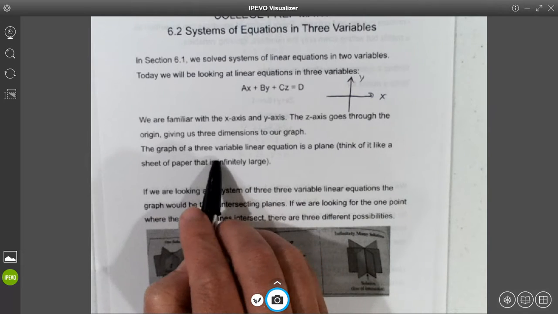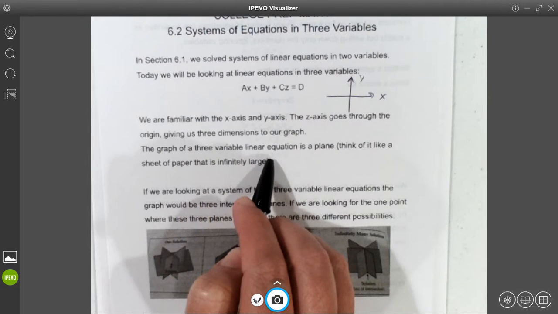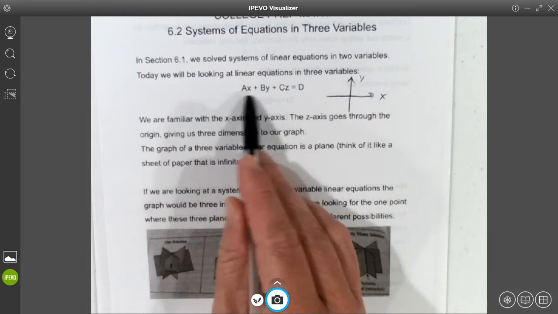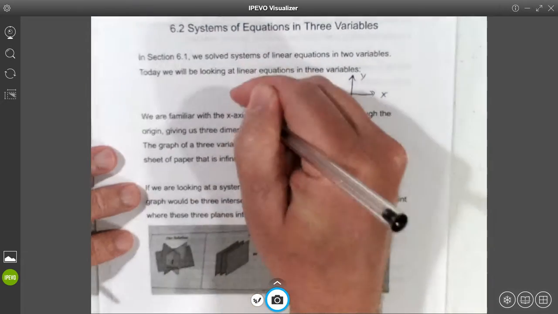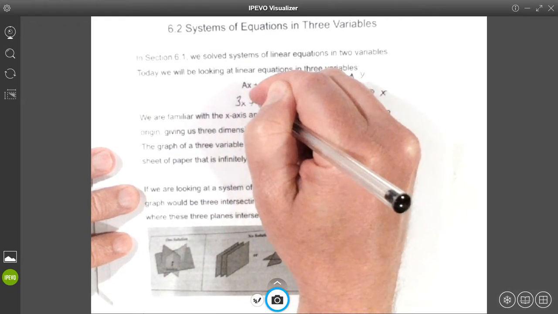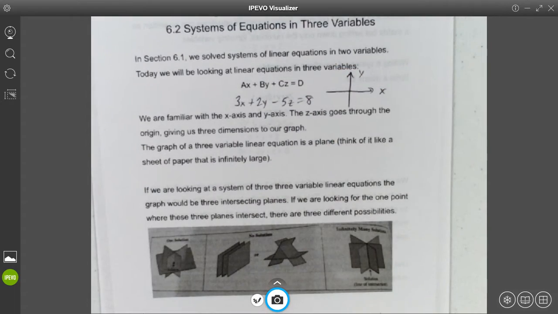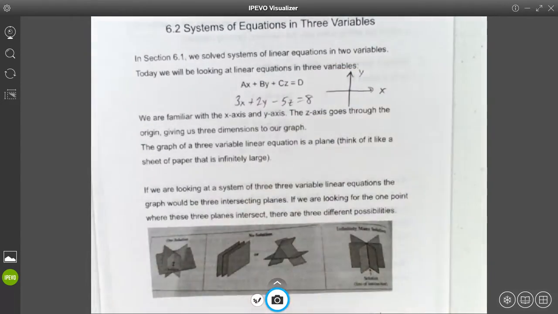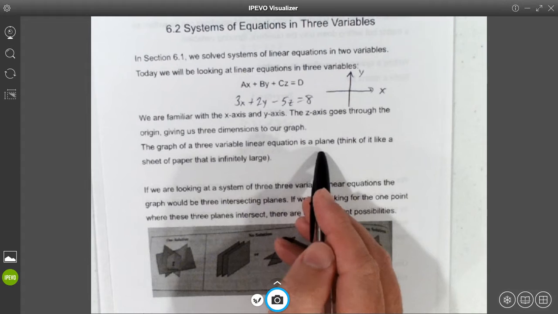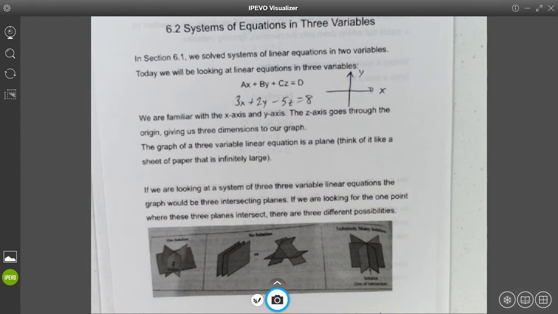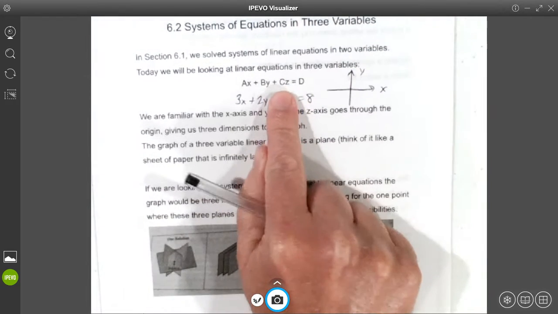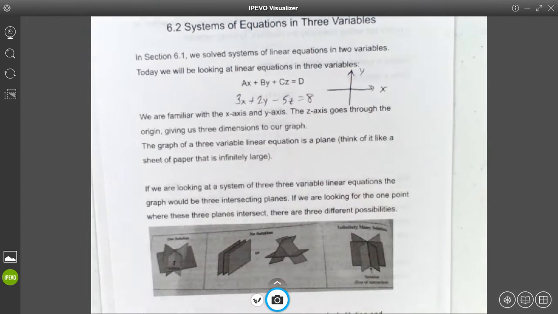When we talk about the graph of a three-variable linear equation, here is an example of what we're looking at: 3x plus 2y minus 5z equals 8. We could graph that in a three-dimensional graph, and what we're going to get is a plane. Think of a plane as an infinitely large sheet of paper. The graph of 3x plus 2y equals 8 would be a line, but if I throw in that third variable, we get this plane.